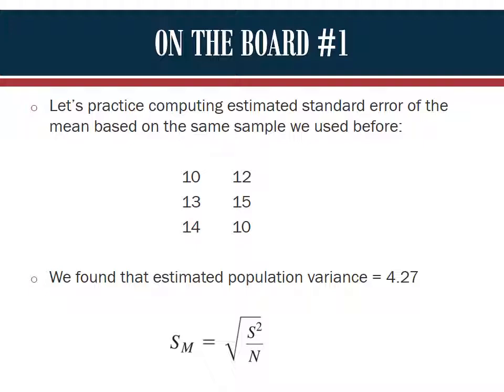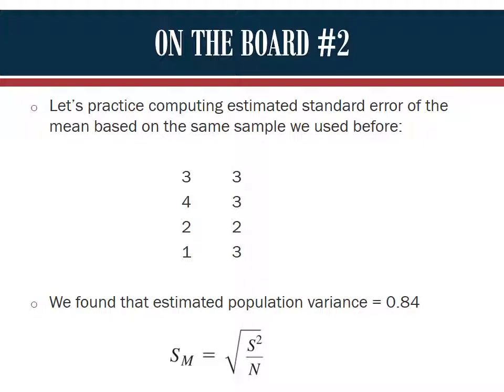So this is quite easy to just plug and chug. Basically, you're just going to rewrite it and put the numbers in. So s squared we know is equal to 4.27 because s squared is estimated population variance. So that's the 4.27 that we calculated before, divided by n. N is the sample size, and in this sample there are 6 numbers, so our sample size is 6. So the square root of 4.27 divided by 6 is equal to 0.84. That means that our estimated standard error of the mean is 0.84. So not so bad, right? You're doing a lot of the work ahead of time in the s squared calculation so that when you get to the estimated standard error of the mean, it's very simple to just plug and chug.